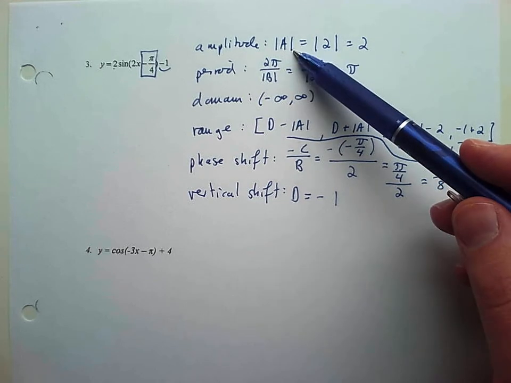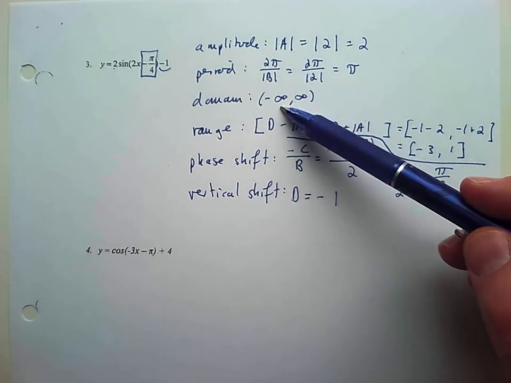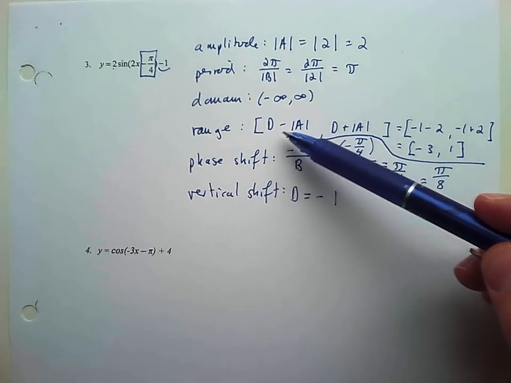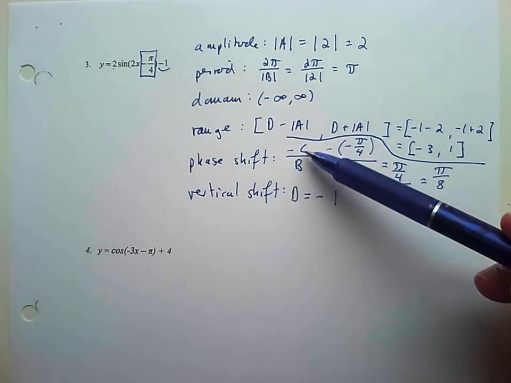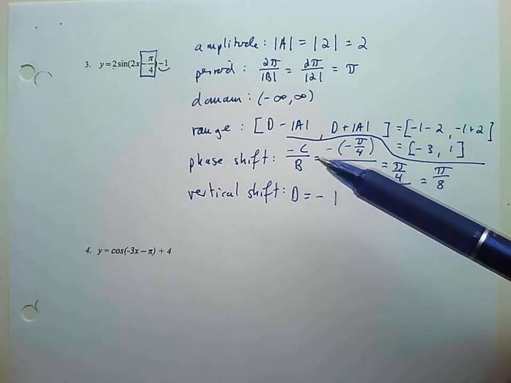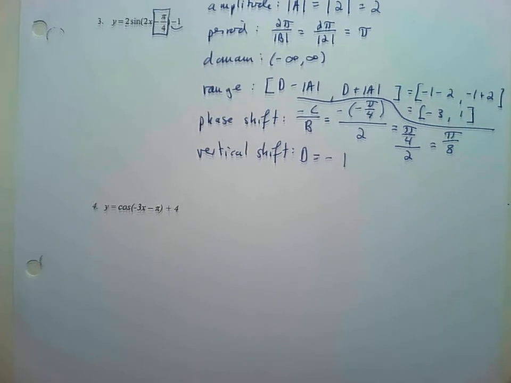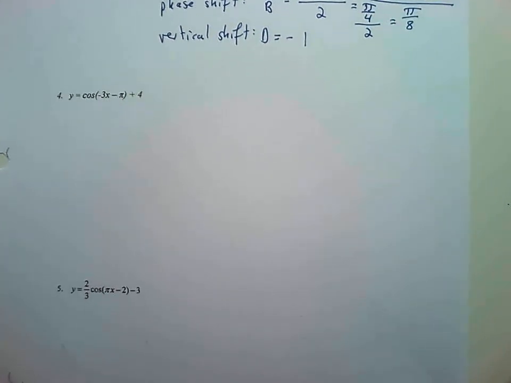The amplitude is given to us by the absolute value of A. Period is 2 pi divided by the absolute value of B. Domain is negative infinity to positive infinity. The range is from D minus the absolute value of A to D plus the absolute value of A. Phase shift is negative C divided by B, and the vertical shift is D. Those are definitions that you simply just have to know. Hopefully, as we practice it more here, those are going to start sinking in a little bit easier for you. But those are definitely things that you definitely have to remember for the exam and for the homework.